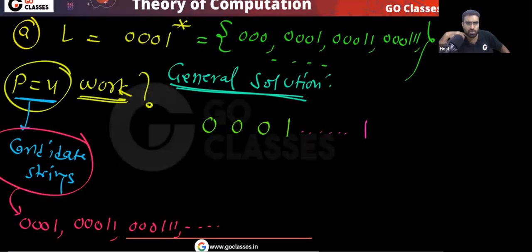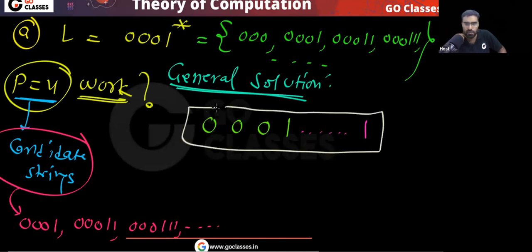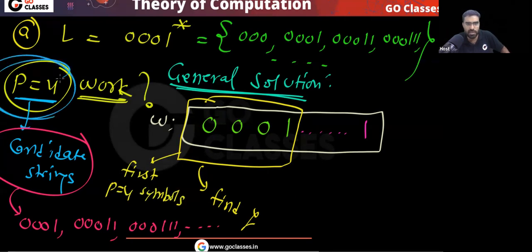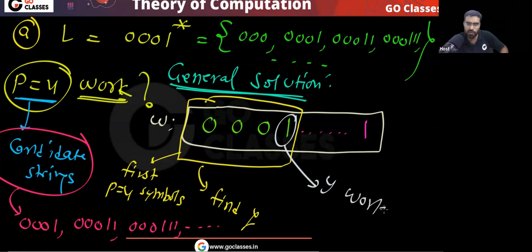Okay, and similarly, you can do the general solution also. Whatever candidate string you take, tell me in which area you will find Y. You will find Y in this area, because these are the first P symbols. We are checking P equal to 4. So you can easily notice this Y will work.